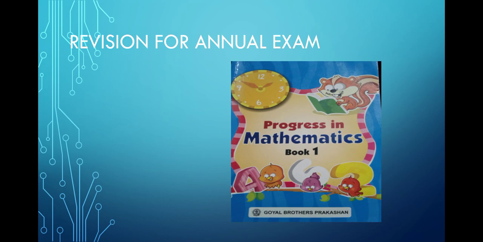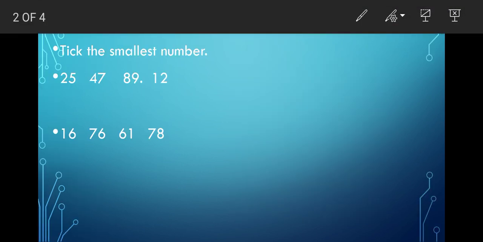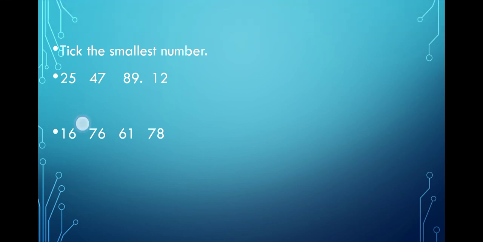Okay? So, now we are going to start the revision. So, let us start it. The first question is take the smallest number. In the same question, I am going to do smallest number also, biggest number also. So, take the smallest number. Here, which is the smallest number? 25, 47, 89 and 12. So obviously 12 is the smallest number.